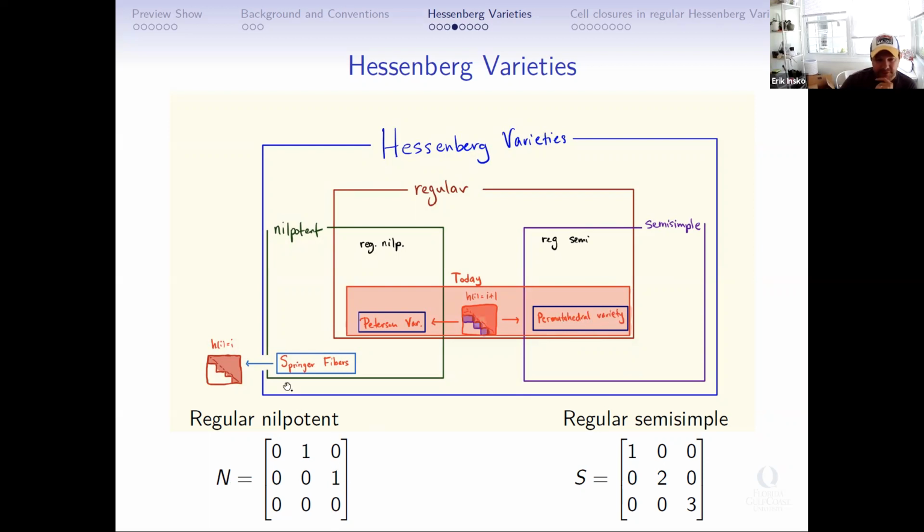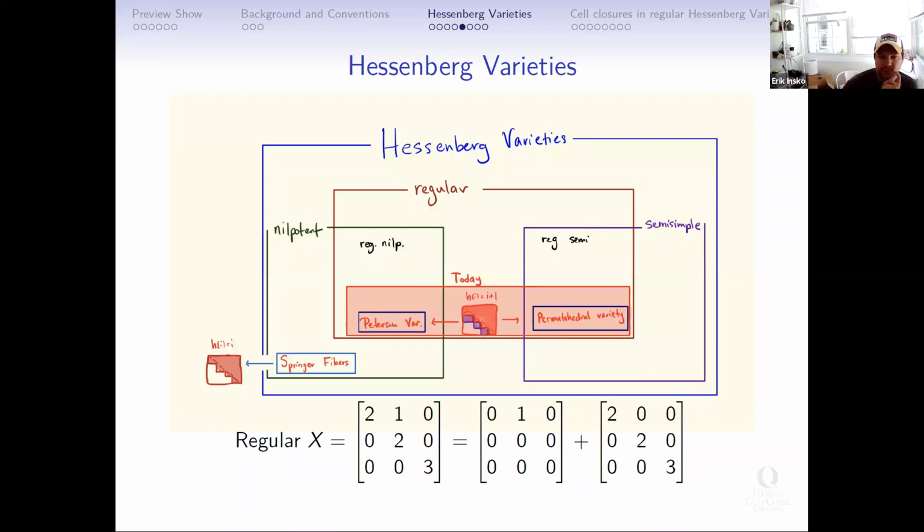And then we've already seen one example of a non-regular nilpotent Hessenberg variety, and that was the Springer fibers. Those were the sets of flags that were fixed by a nilpotent operator. And fixed means that X times or N times V sub i is contained in V sub i. Okay, so we've seen this example, and now we're going to study these examples.